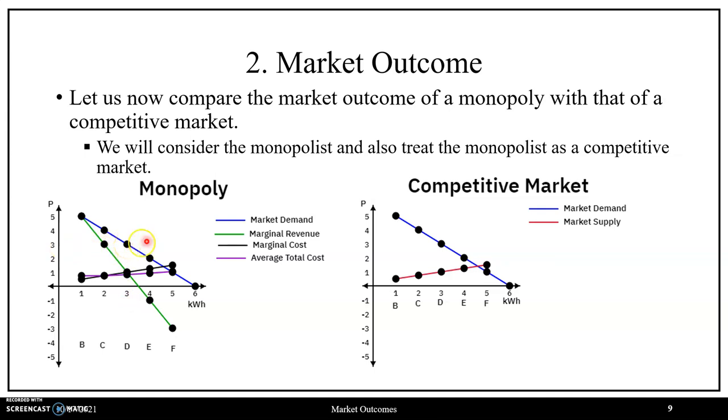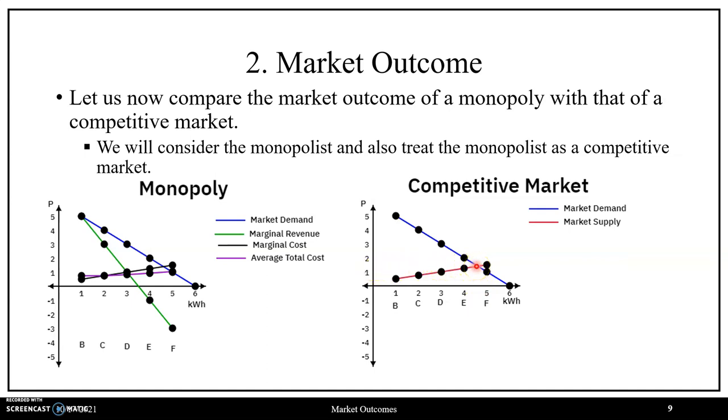Now, moving over to our competitive market, we have our downward sloping market demand curve and our upward sloping market supply curve, where market demand is identical to the market demand curve in the monopoly problem, and our market supply curve is identical to the marginal cost curve in the monopoly problem. Since this is a competitive market, when market supply is equal to market demand, this pins down our market equilibrium, which gives us a value of 4.5 kilowatt hours of electricity at a price point of $1.50.